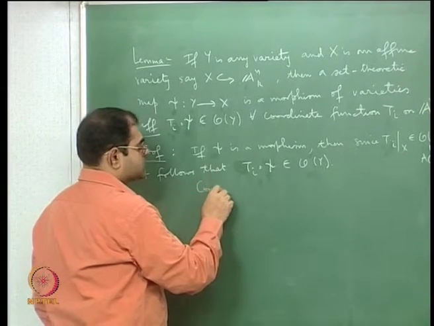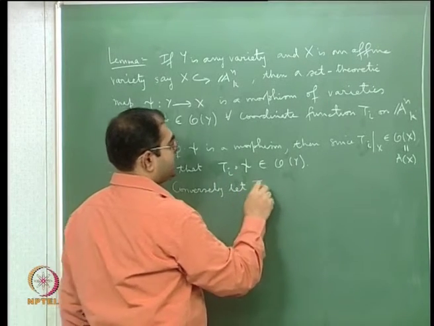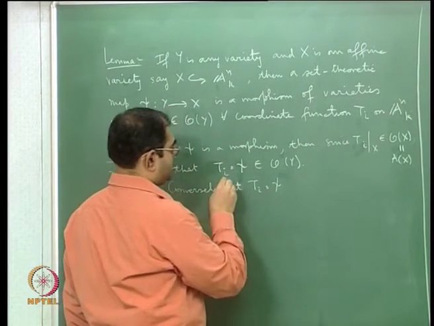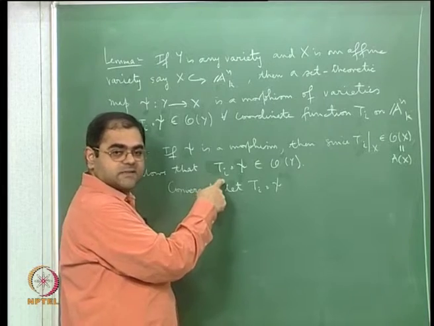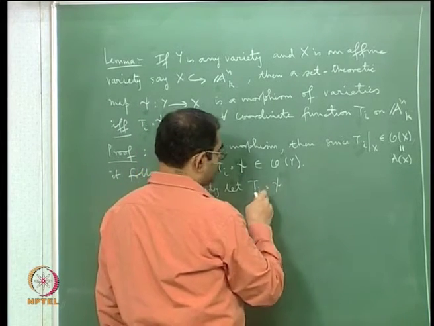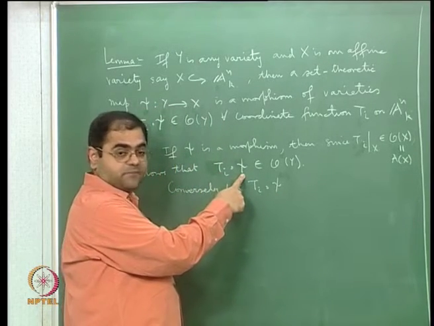Conversely, let ti circle psi, if you want. Of course, here when I say ti circle psi I mean ti restricted to x, circle psi. It does not matter, but that is what it means, because I am evaluating ti on the image of psi, which is x, because psi goes into x.